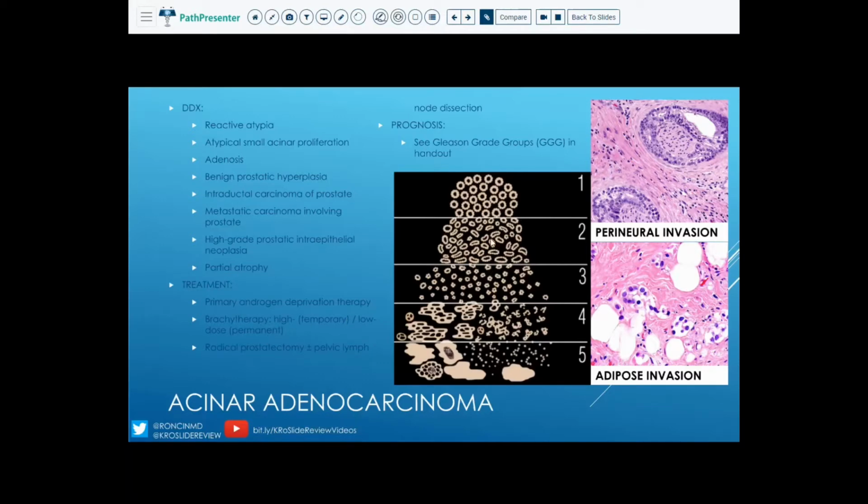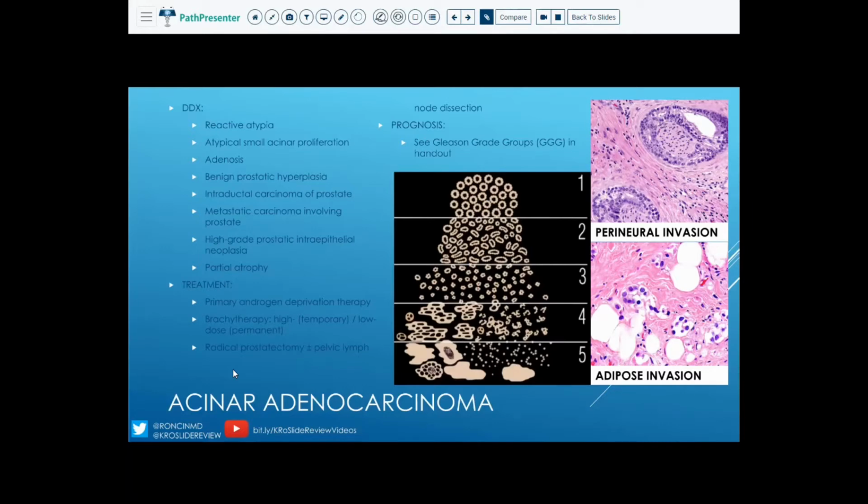There has been talk about the Gleason grade groups, which I've included in your handout. When we say perineural invasion, it really means circumferential perineural invasion. So here's your nerve in the center. And for adipose invasion, you can see the fat here, and here are your malignant glands. Okay, that's a lot on prostate cancer, but again, it is very common.